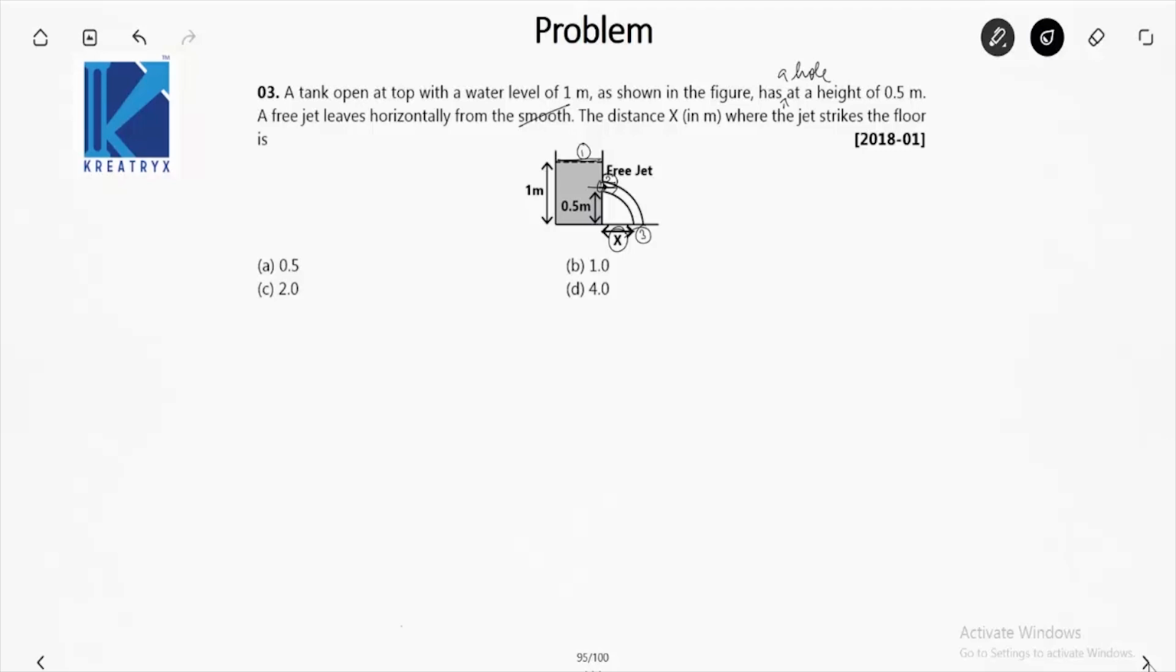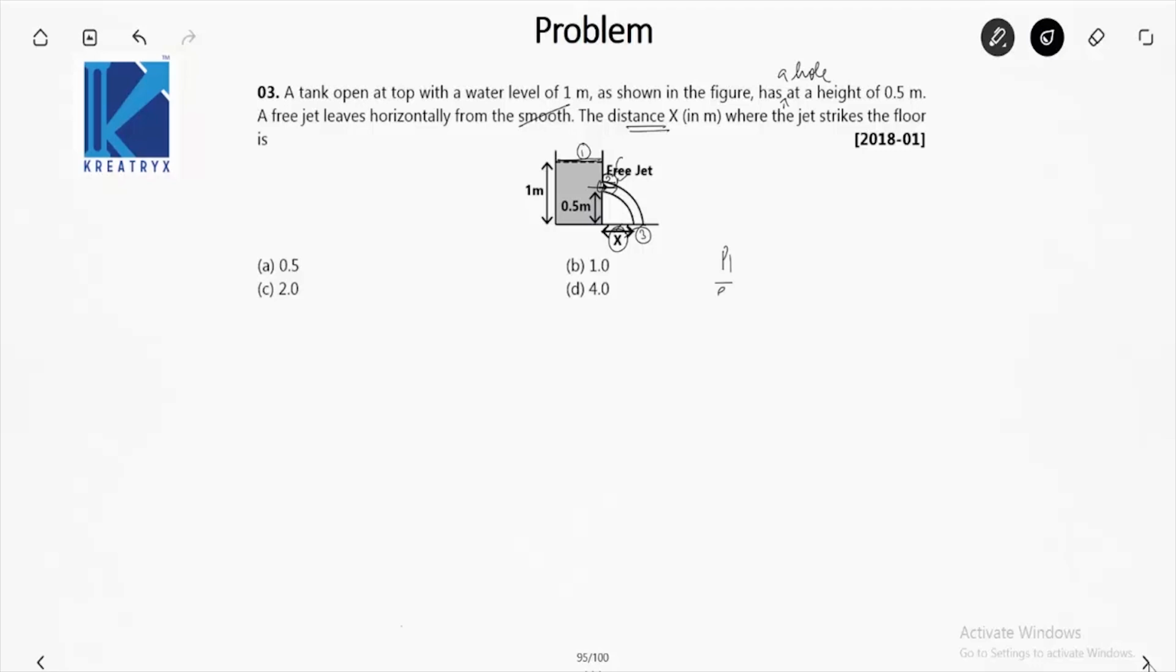Now I have to find velocity at 2, and that is how I can approach the question. If I get the velocity at point 2, I will be able to find this distance x. So what can I do to find the velocity at point 2, the point which is just outside the hole? There must be some velocity. So can I apply Bernoulli's equation between 1 and 2?